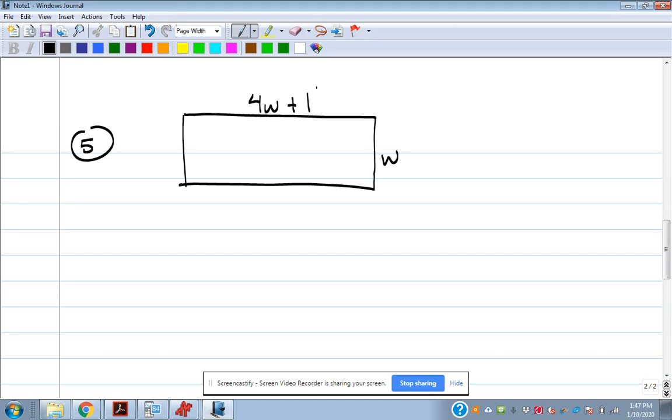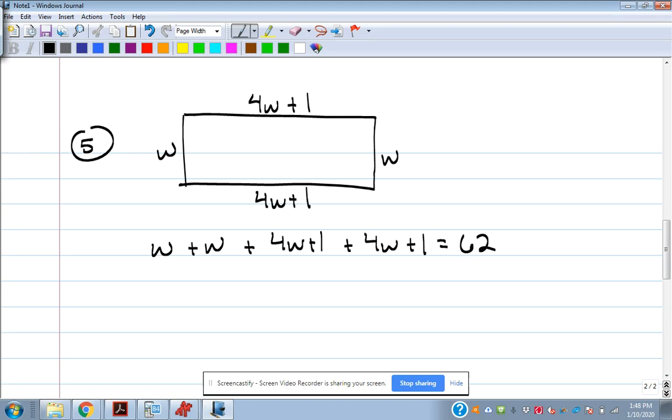Now, the next line says the perimeter of the rectangle. So what is perimeter? Adding all the sides. So how many sides are a length of W? 2 of them. This side over here I've already got written, and that side as well. Then how many of them are 4W plus 1? This one over here. So I'm going to add all of those together. So W plus W plus 4W plus 1 plus another 4W plus 1. And that should be equal to what? 62. Good job.